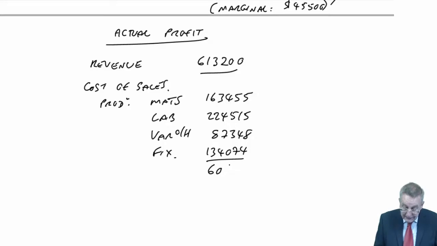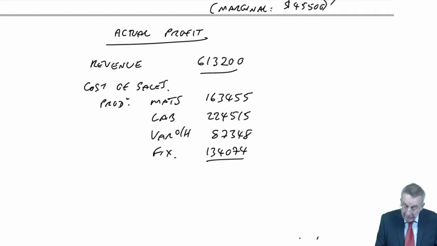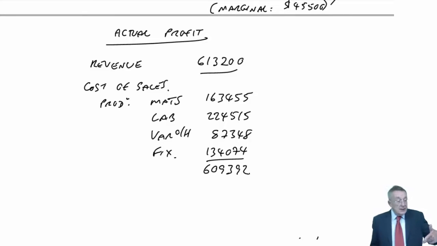is, no, that can't be right. Yes, it can. I've rubbed it out. Oh, 163,455 plus 224,515, 87,348, 134,074. Oh, I am sorry. Be patient with me. 163,455, 224,515, 87,348, 134,074. 609,392. That's the cost of the 8,900 we actually produced.